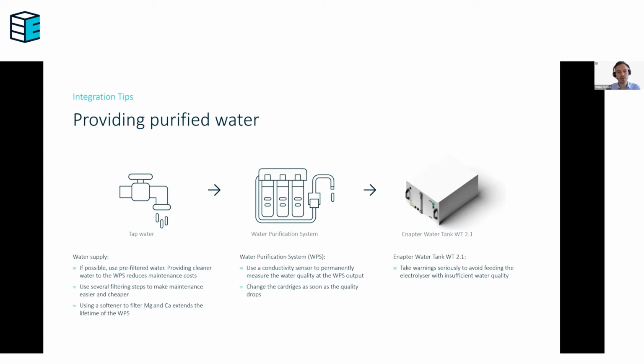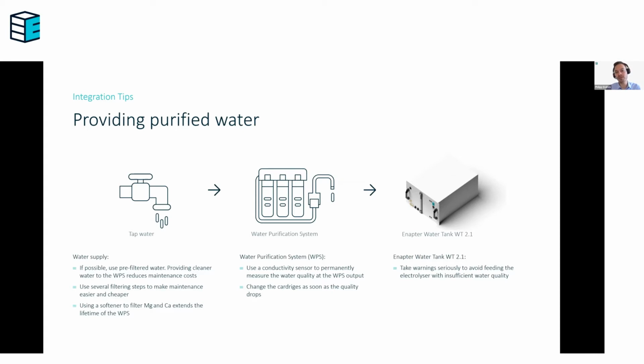Then second step, the water purification system. As I said, some of them have a conductivity sensor, so that is very useful. And whenever you see a warning to change the cartridges, then do that as soon as possible so that the water quality is not suffering. The water purification system is then connected to your water tank module, and the water tank module has a conductivity sensor also at the input, but of course if it detects water with a high conductivity, then it might be already too late.